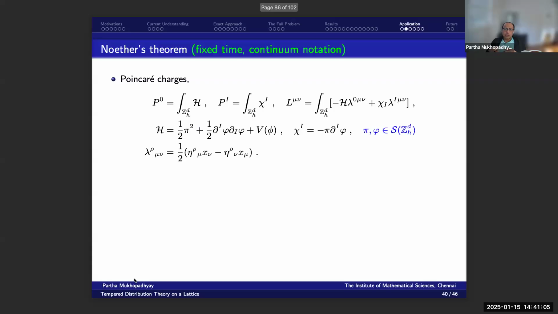Now, application. So you take a scalar field with arbitrary potential, and here are the Poincaré charges for the lattice. So these are lattice expressions, but written in continuum notation. It's a lattice integral. You see this pi and phi. Pi is phi dot. So if phi is in Schwartz, phi dot is also in Schwartz, and these are Schwartz fields. But look at L mu nu. L mu nu has this lambda, which is the Lorentz deformation vector field, and that is linear in X. So this is not Schwartz.